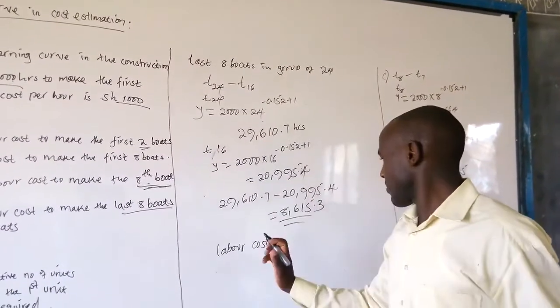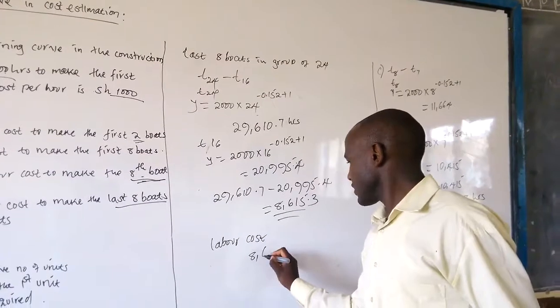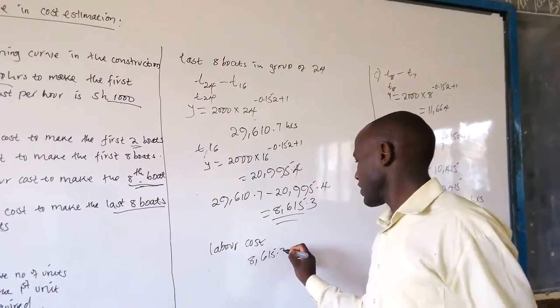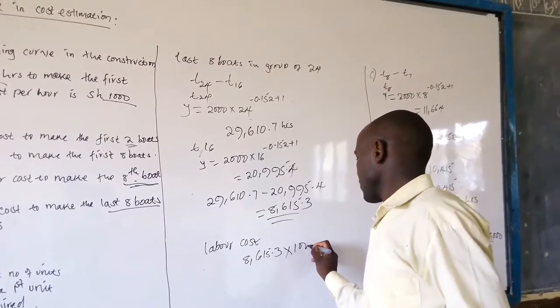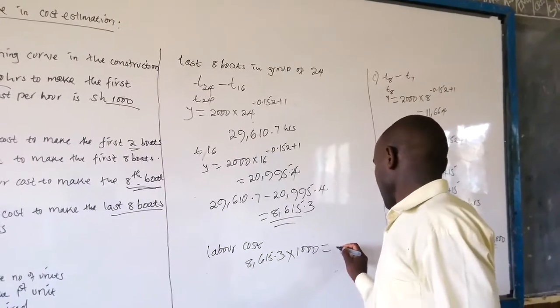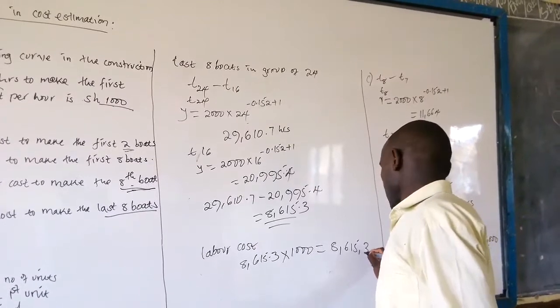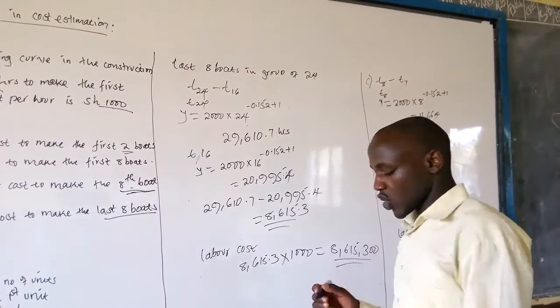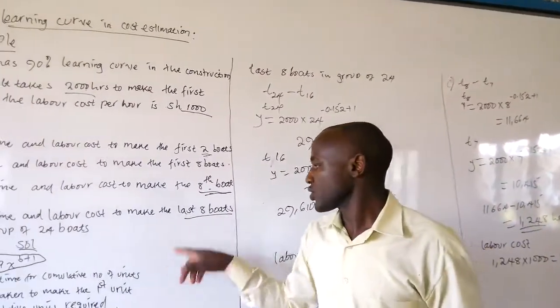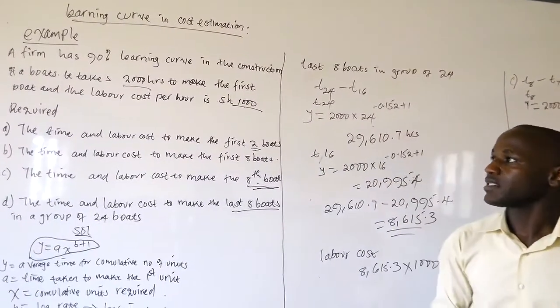In the labor cost we will have 8,615.3 times 1,000, which will give us 8,615,300 to be the total labor cost which was used to make the last 8 boats.